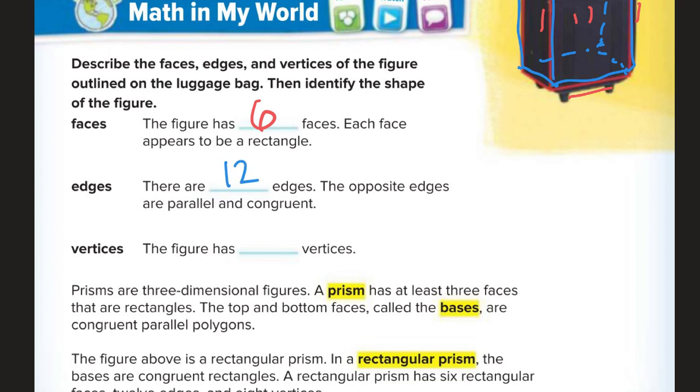And then vertices, right? Vertex is 1, vertices is more than 1. 1, 2, 3, 4, 5, 6, 7, 8. 8 vertices.